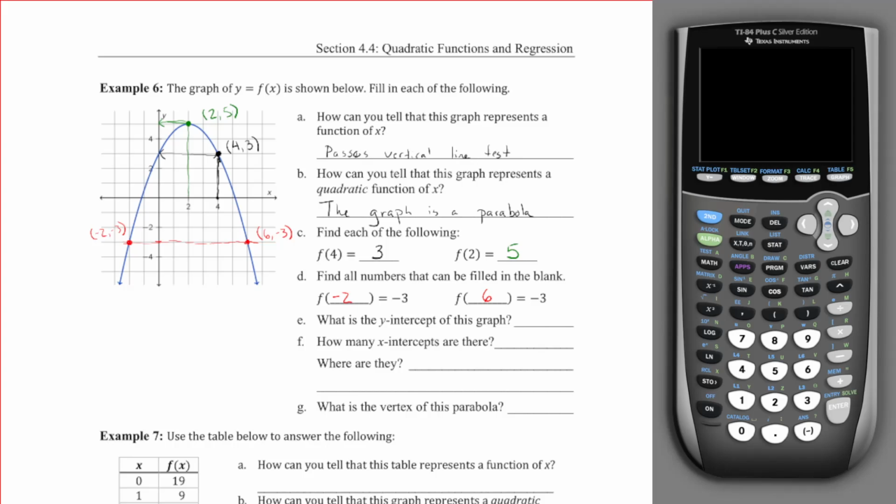Okay, now we're asked for the y-intercept. That's where the graph crosses the y-axis. This is the y-intercept. And this is the point 0, 3. Our y-intercept is 0, 3. We're also asked for the x-intercept. And looking at this graph, we see that there are actually 2 x-intercepts.